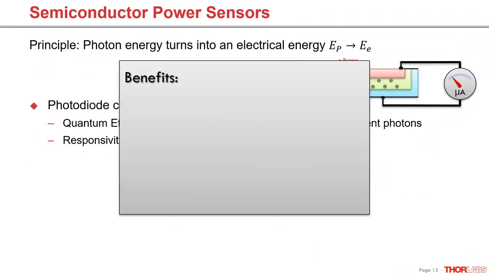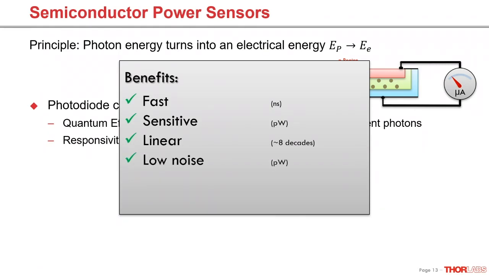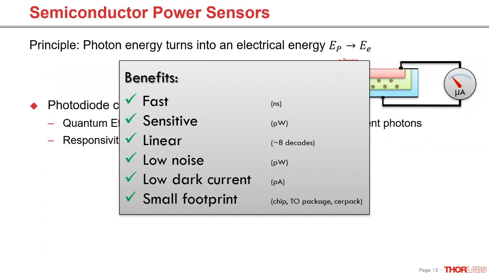To name the benefits of photodiodes, they respond very fast with nanosecond speed. They are sensitive down to the sub-picowatt range. They are linear over some 8 decades, are low noise, have a low dark current, and can have a very small footprint in various packages like different TO cans, single chips, or ceramic packaging that is often used as well.